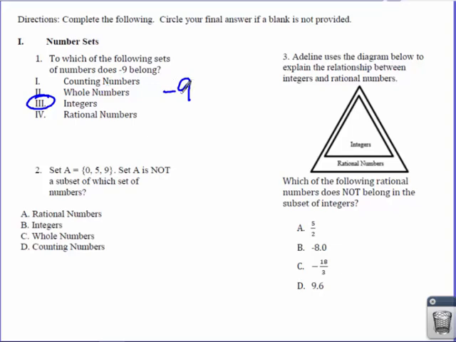But -9 is an integer because it is one of the opposites of a whole number. So it is an integer. But integers are also rational numbers. So it could actually be both of those.